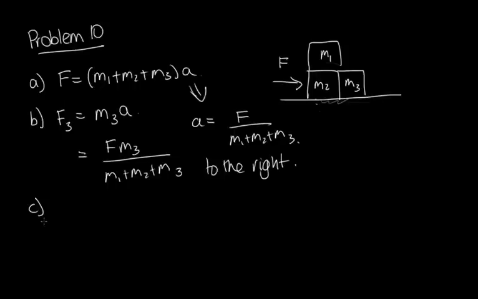And then finally, we're asked what force is applied by M3 back on M1 and M2. And this is just Newton's third law, which tells us for every action there's an opposite and equal reaction. So it's the same force, F M3 over M1 plus M2 plus M3, but in this case it is to the left. So it's pushing back this way as it's resisting the acceleration.